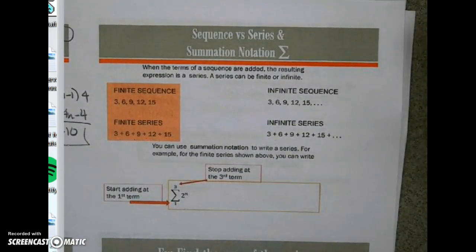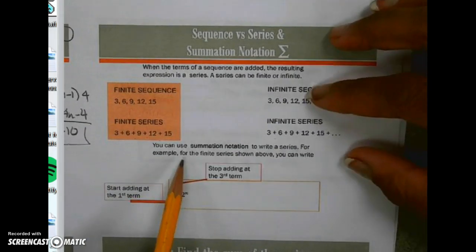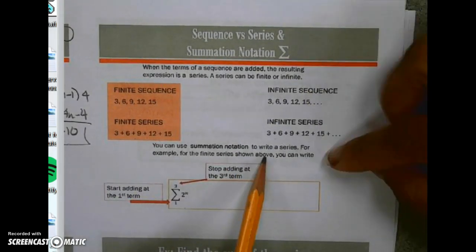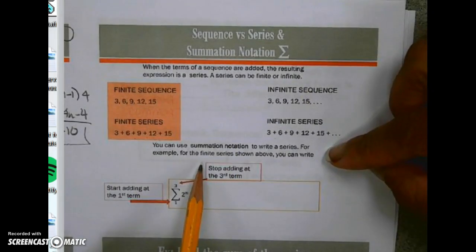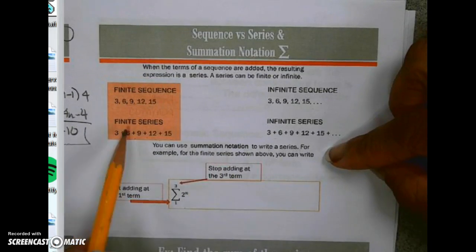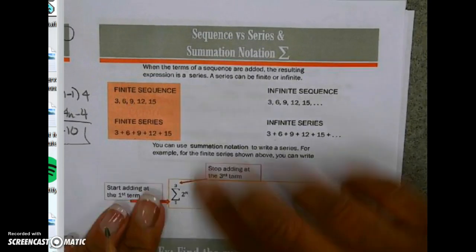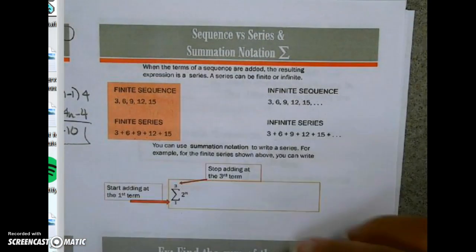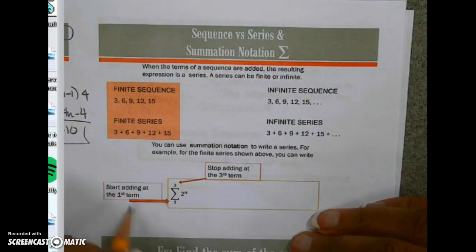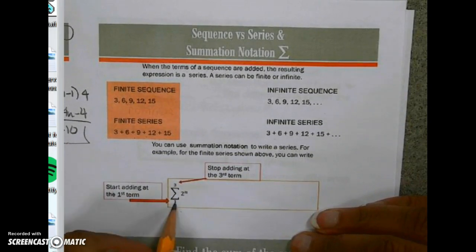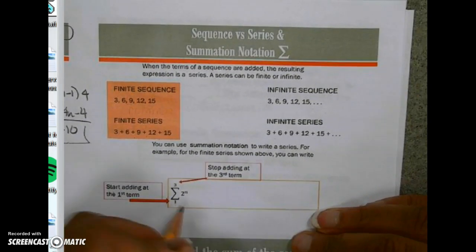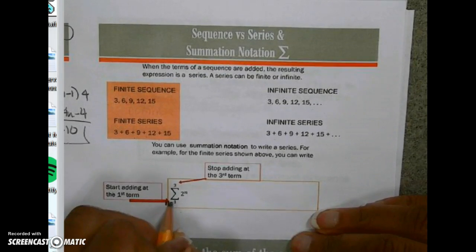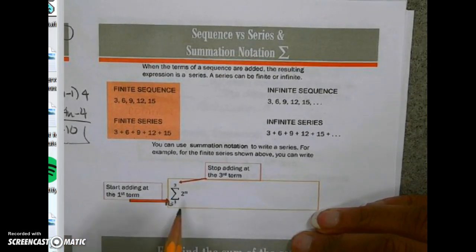Now we're talking about series. You can use summation notation to write a series. For example, for the finite series shown above, that's this one right here, you can write this. So this is the expression that you could use, except it stops a little bit sooner. This 1 down here means to start counting at 1. Usually it'll say n equals 1. That means start when n equals 1.